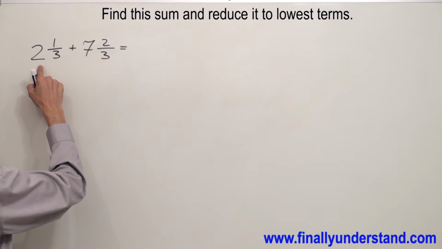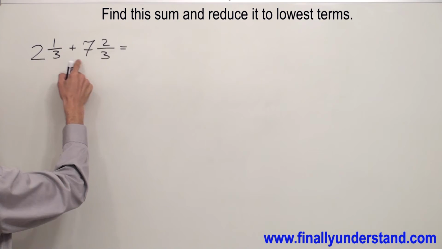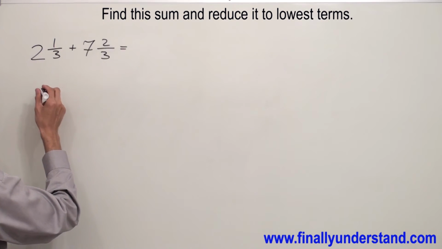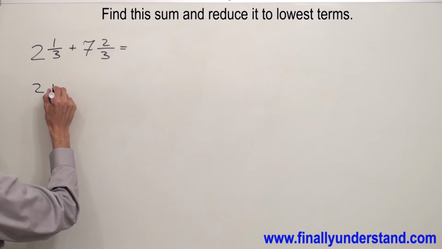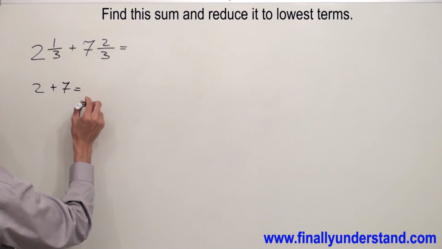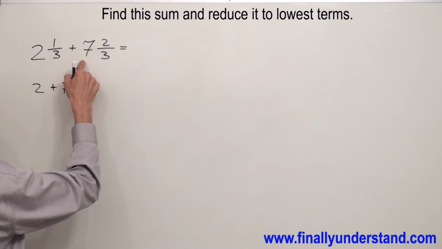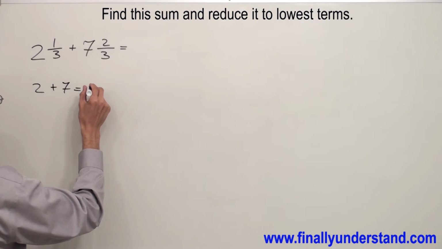What we simply do, we add the whole numbers first. So I have 2 plus 7 is equal to 9.